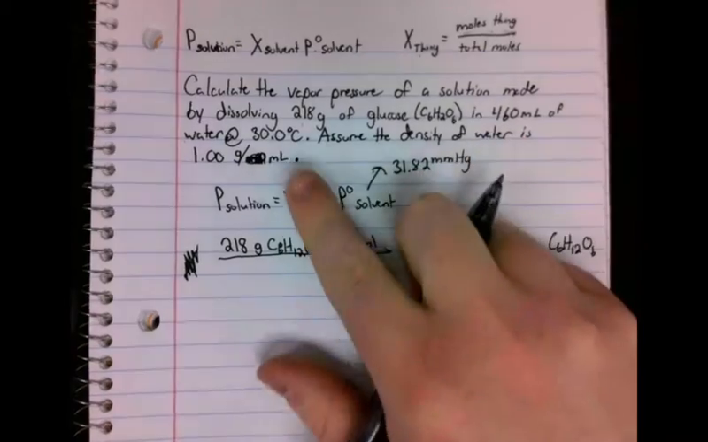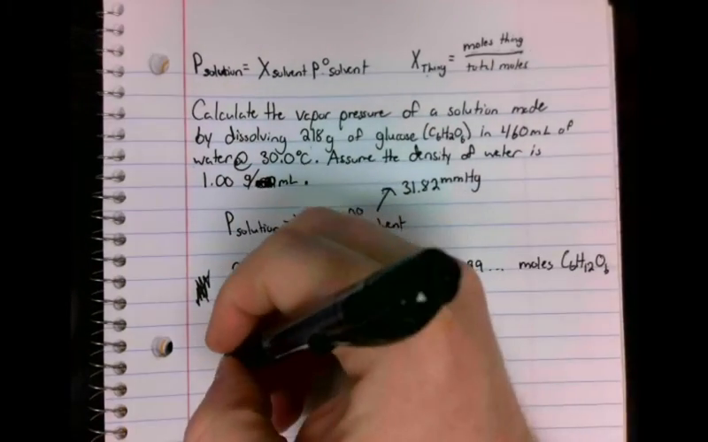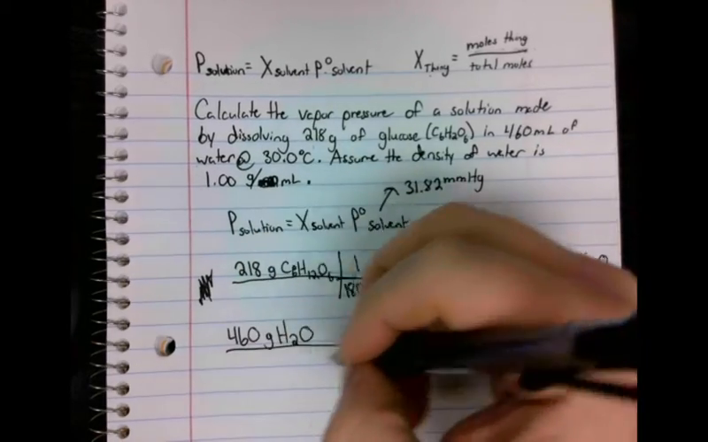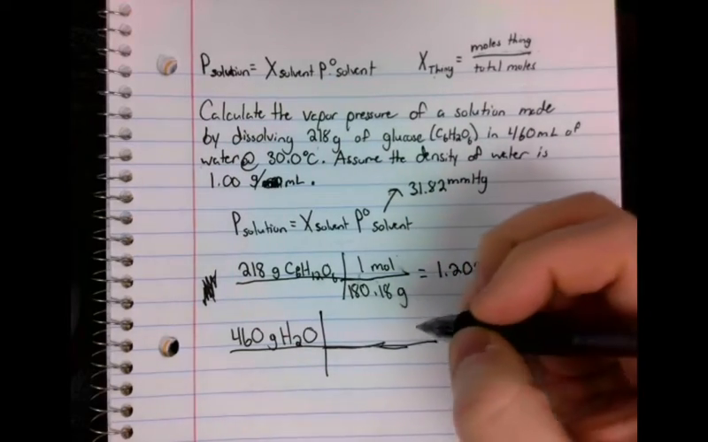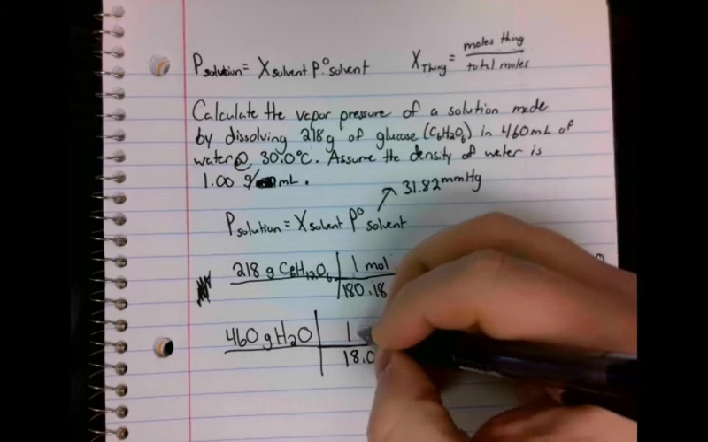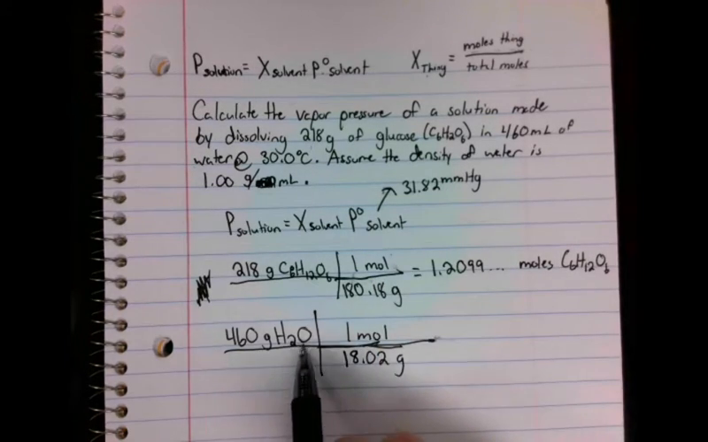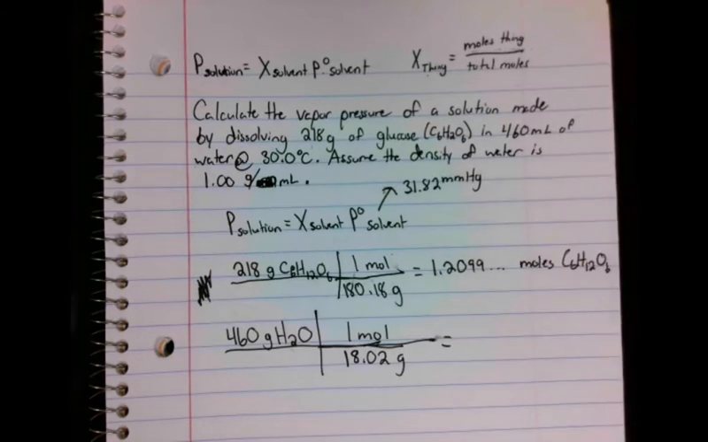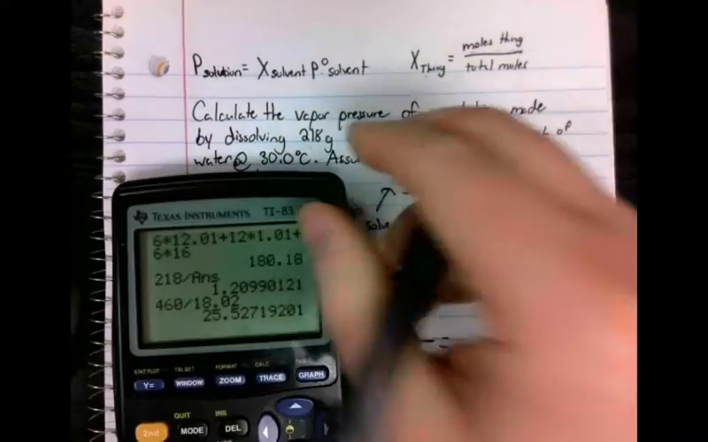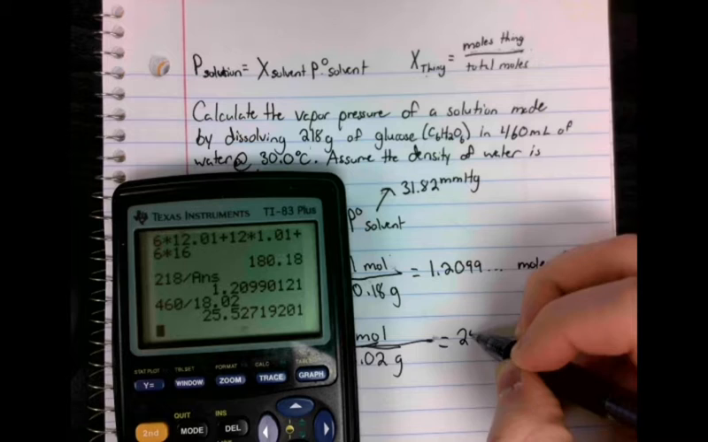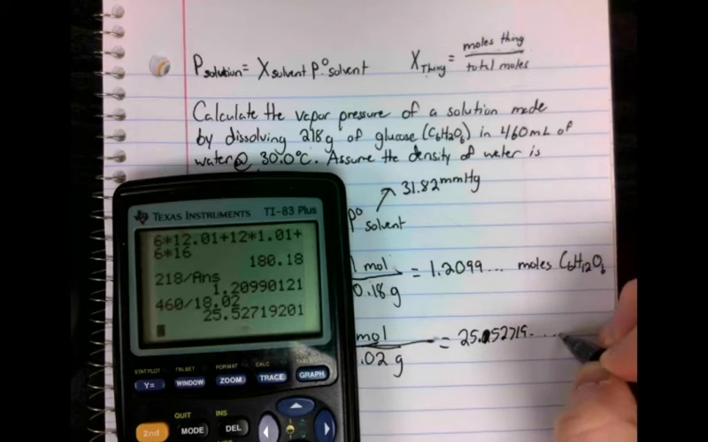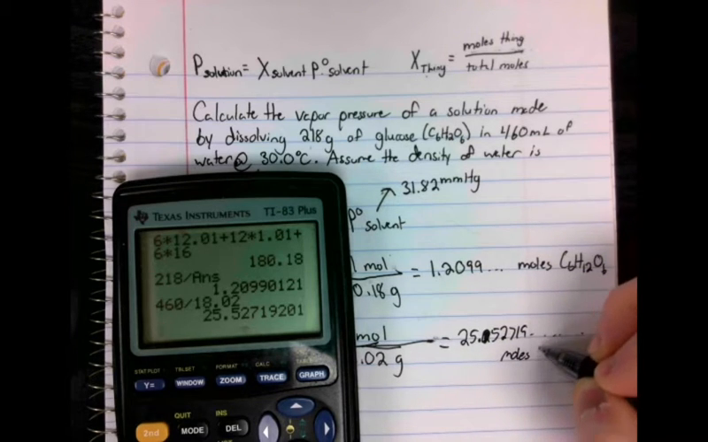But then we need to do the same thing with water. This is 460 milliliters. It's a 1-to-1 ratio of milliliters to grams. So we're actually going to have to start with 460 grams of H2O. And then this one, we can do the math in our head, or if not, you can just plug it in. But it's going to be 18.02 grams per 1 mole. That's 2 times 1.01 plus 16. Plug that in. 460 divided by 18.02. We get 25.52719... And that's moles of water, of H2O.